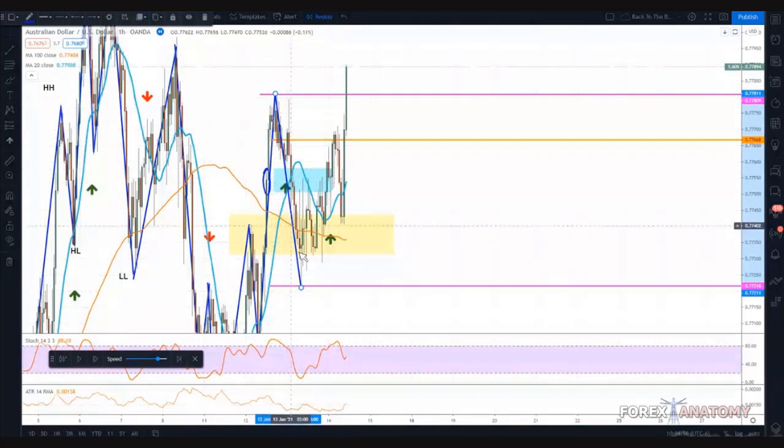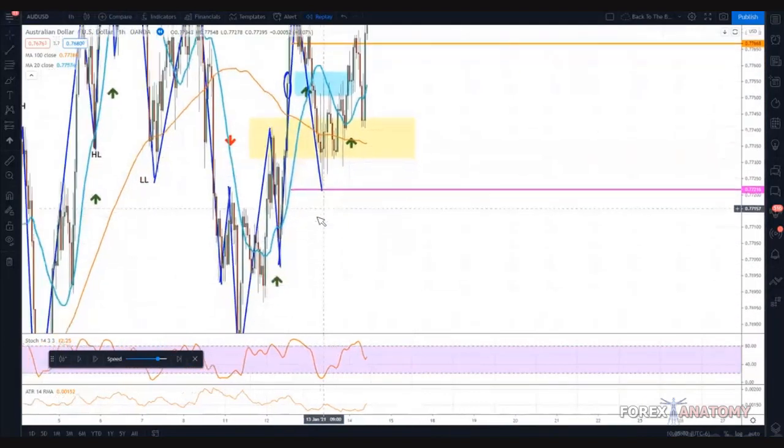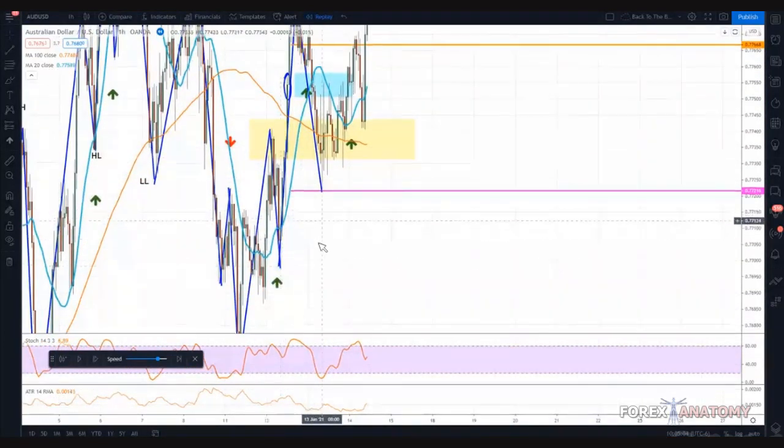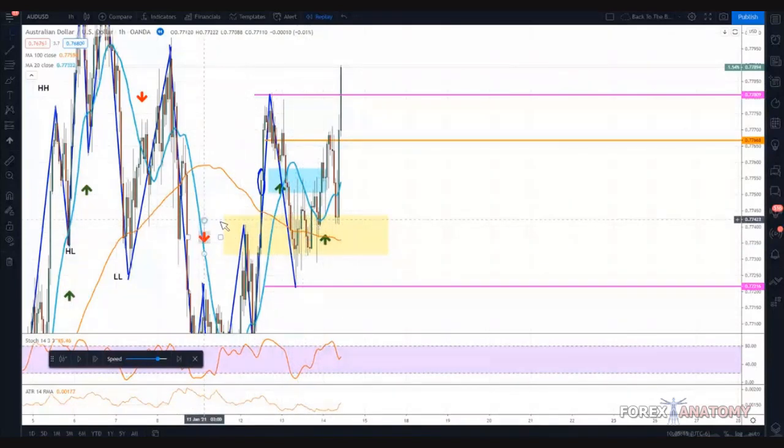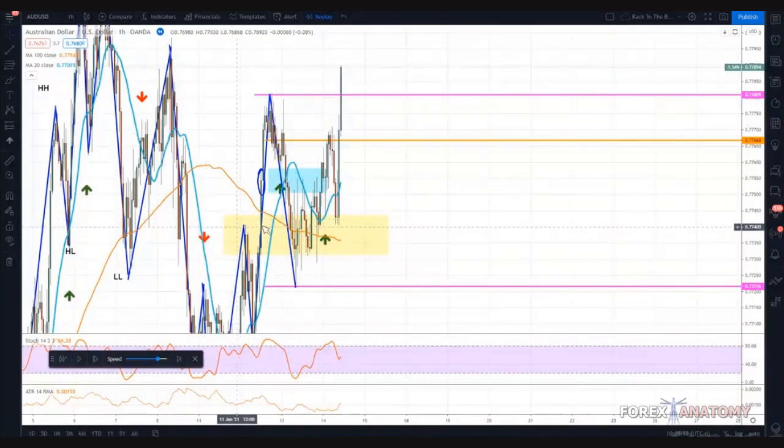This unusual pullback, which is supposed to be a higher low because it's higher than this low. But because we see a violation of this structure right here, we have to wait for bullish confirmation before we actually get in. And that's one thing you have to understand. If you see price break this structure right here.